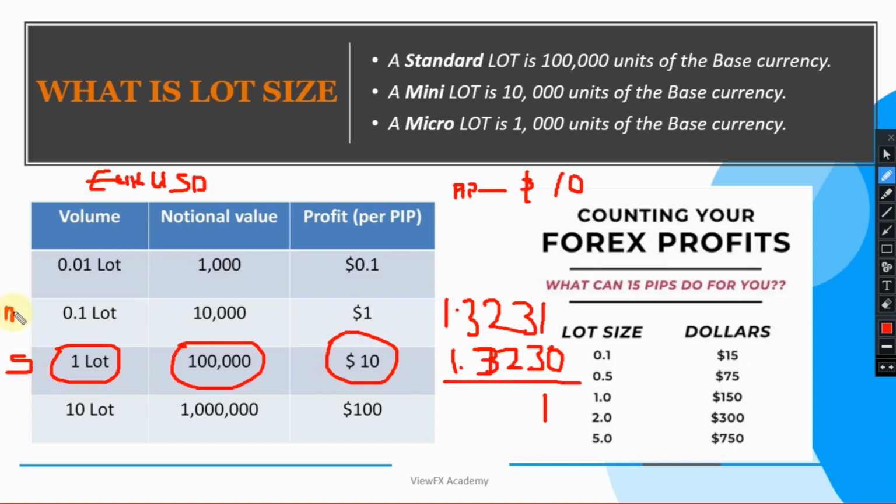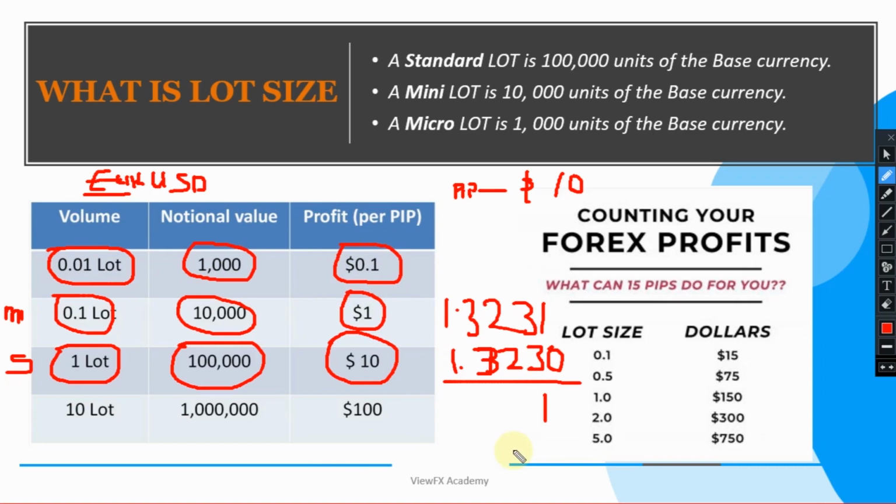If you're trading a mini lot size, which is 10,000 worth of euro, each pip is going to be worth $1. And if you're trading the micro lot size, which gives you 1,000 units of euro, each movement, each pip is going to cost this. So this is where most people get confused, and this is where most people blow their account.